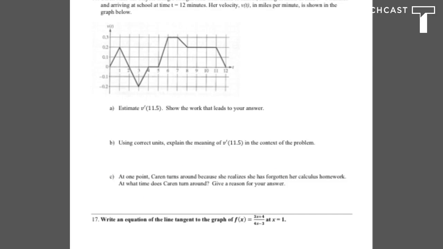Okay, this is the question about Karen. I want to focus on part C. It says at one point Karen turns around because she realizes she's forgotten her calculus homework. At what time does she turn around? We need to notice that this is the graph of Karen's velocity. We know that whenever velocity is positive, Karen must be going forward. In this case, when Karen's velocity is positive, she's bicycling toward school. Whenever Karen's velocity is negative, her motion is backwards. And backwards in this context would mean her motion is away from the school or back toward her home.